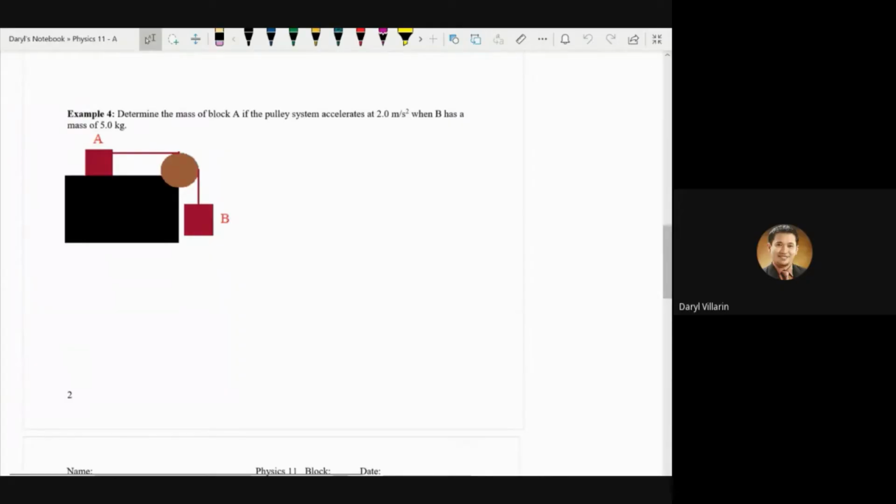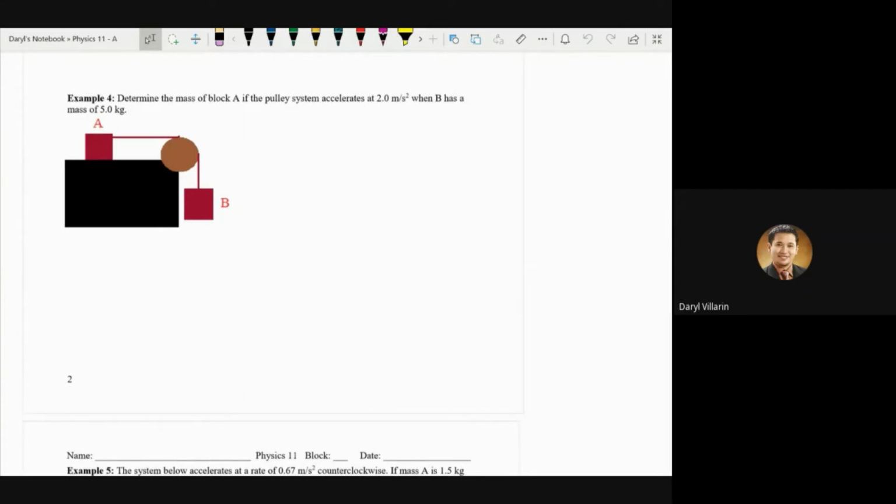I'll go directly to example number 4. So in this particular example, we still have two sets of masses. However, in this particular case, we're given the value of the acceleration, just the magnitude of the acceleration.